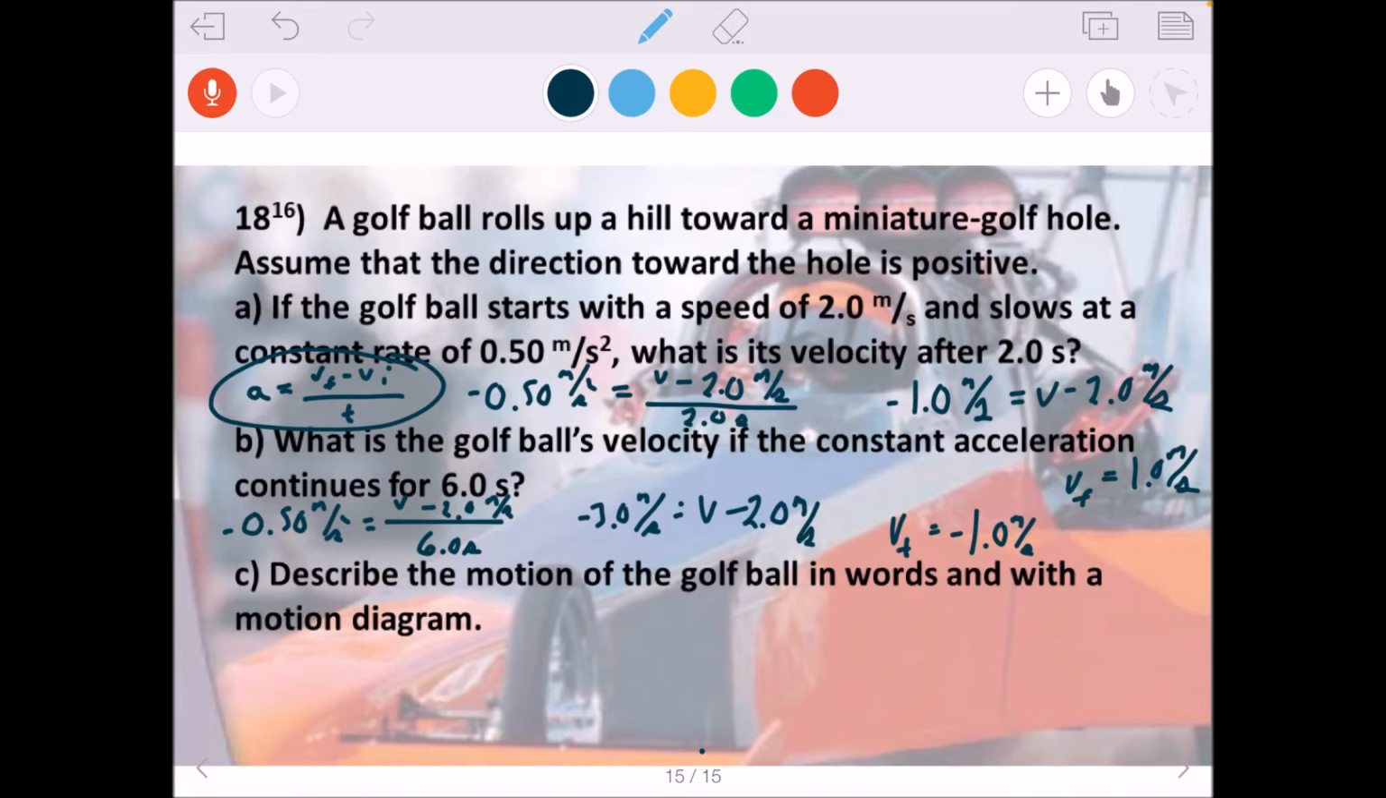And then describe the motion of the golf ball in words and with a motion diagram. We're just going to skip that one.